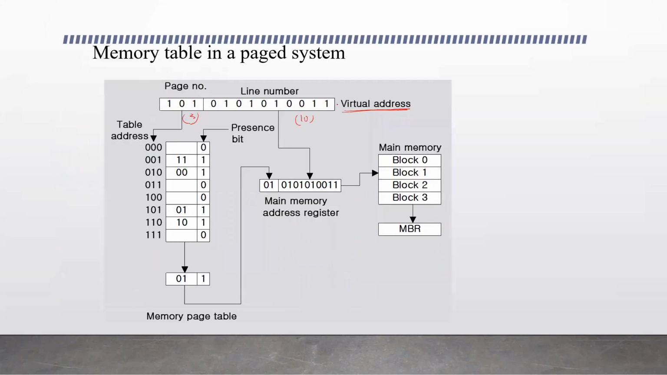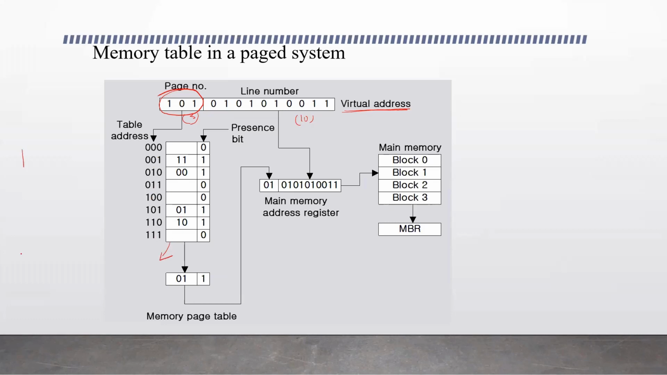In the virtual address, the last 10 bits are used as the line number. It is the same for auxiliary memory, the address space, and the memory space in main memory. Here the first 3 bits are different. As we have 13 bits here, the first 3 bits are used as the page number. This is a page table.